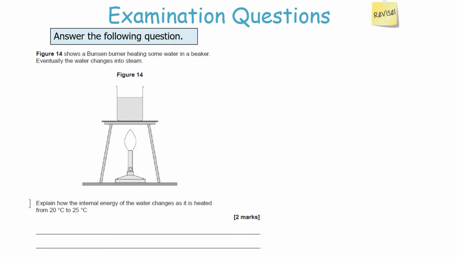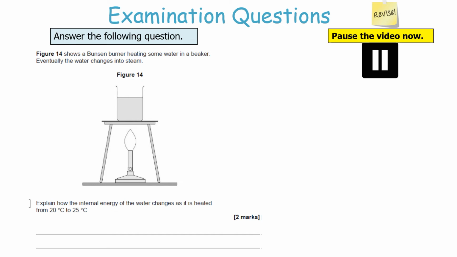The next question says, figure 14 shows a Bunsen burner heating some water in a beaker. Eventually the water changes into steam. Firstly, explain how the internal energy of the water changes as it's heated from 20 degrees to 25 degrees Celsius. So pause the video now, then unpause the video when you want to go through your answer.